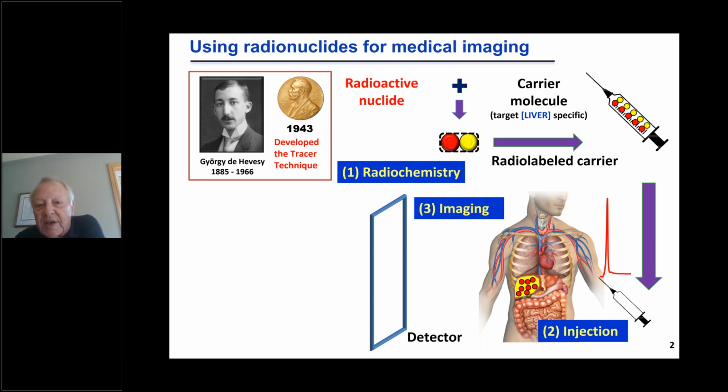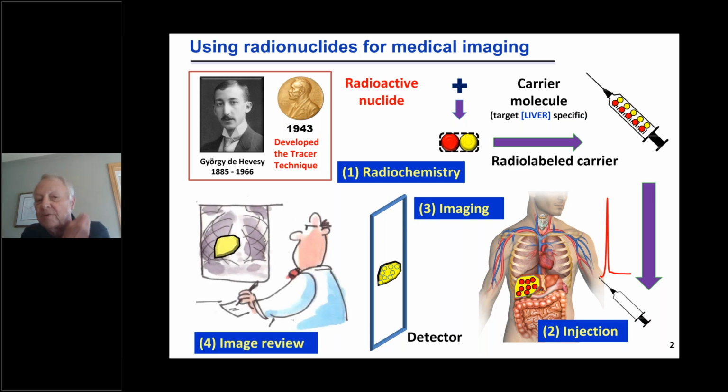The imaging process involves positioning a detector outside the patient, and then as each of the radionuclide molecules decays and emits some sort of gamma ray or photon, this is detected by the detector and makes an image of the liver. And then this is passed on to the physician, and you'll hear about that in the next talk, a physician who will review that image and assess the quality of the function of the patient's liver.